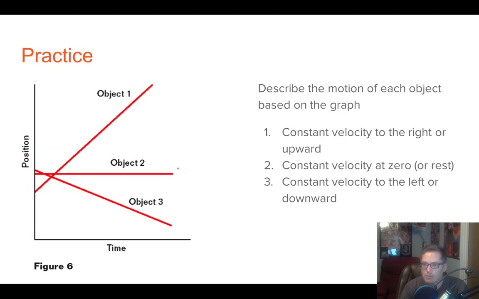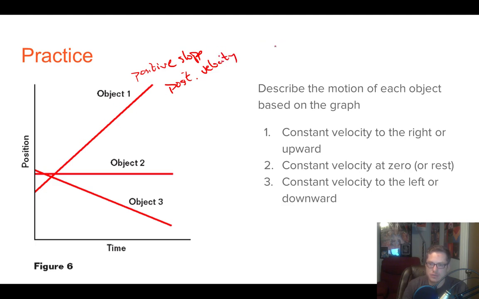Let's see. Describe the motion of each object based on the graph. So if we've got object one, he's got constant velocity. How do we know that? Well, it's a straight line. And he's going to the right or upward, so he's going positive. So this is a positive slope, which means he's got a positive velocity.